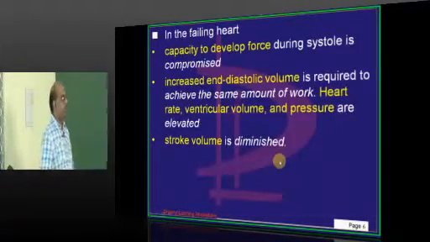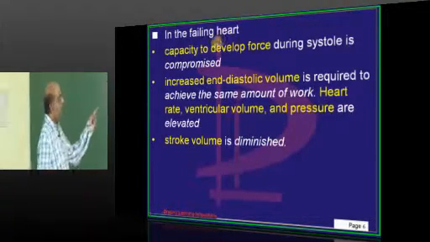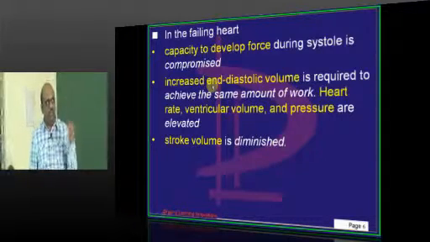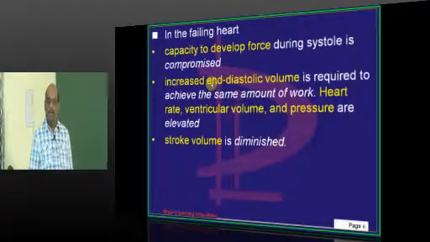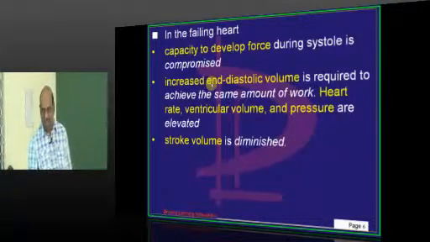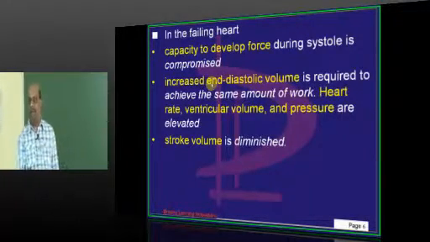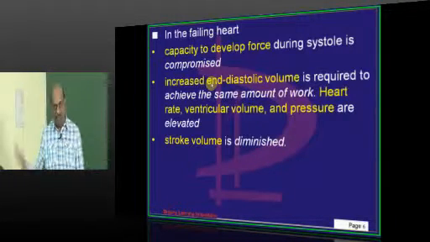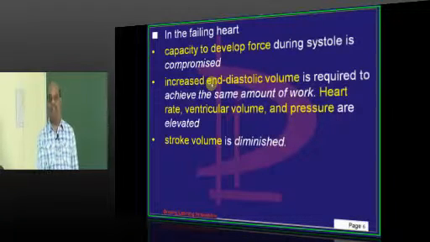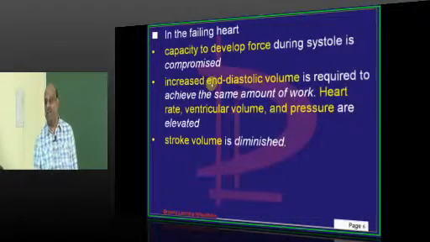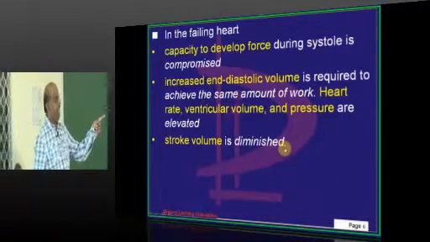Now let us see, how is a person who has a failing heart? A person with a failing heart has no capacity to develop force during systole. Because of that, what will happen? At the time of systole, blood doesn't leave the heart. It remains in the heart only. Once more, when the heart gets filled through diastole, that blood is coming. The previous systole's homework which is not done is already stagnant. Together, this will lead to the end diastolic volume increasing. So increased end diastolic volume.